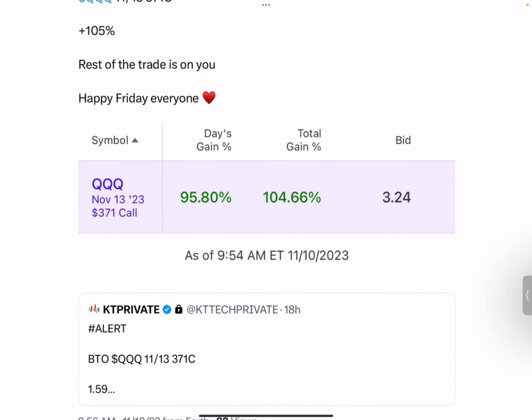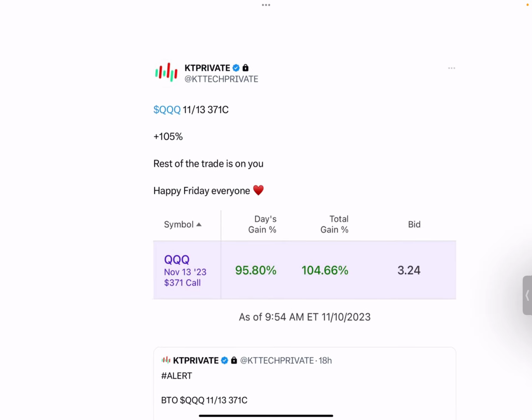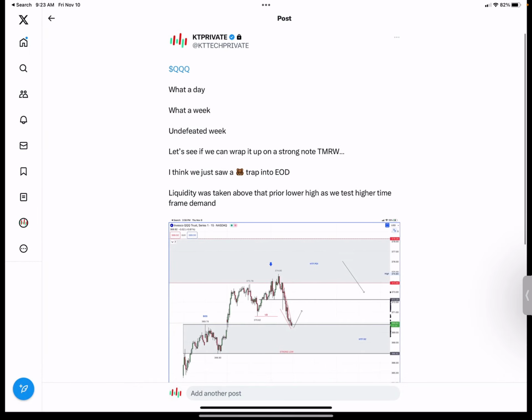So yesterday I alerted the QQQ 1113 371 calls at about $1.59. We took them for about 105% return. Okay, but the alert alone is useless. Let me show you why.